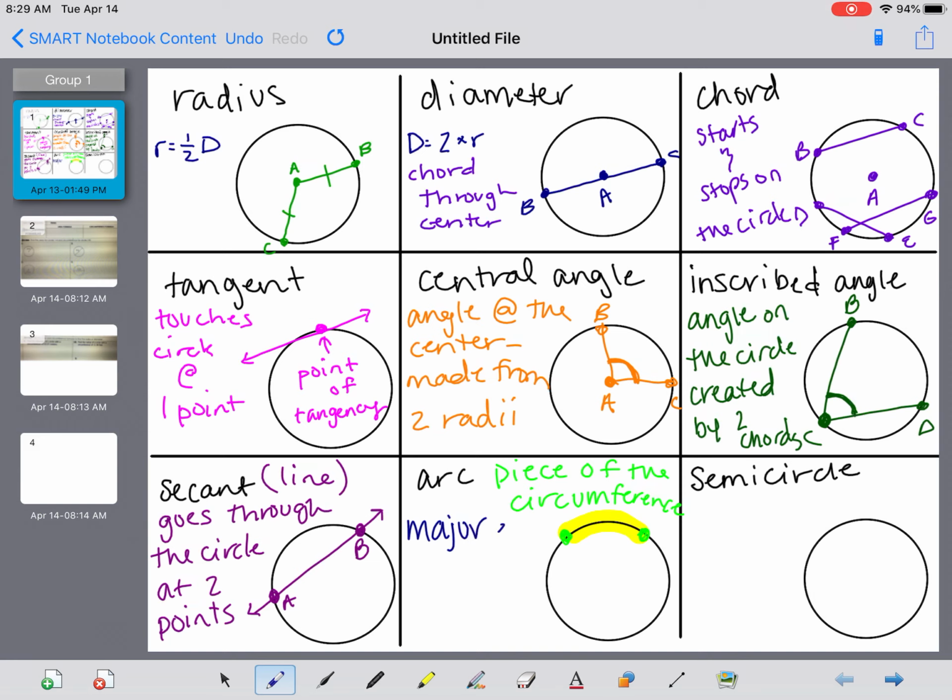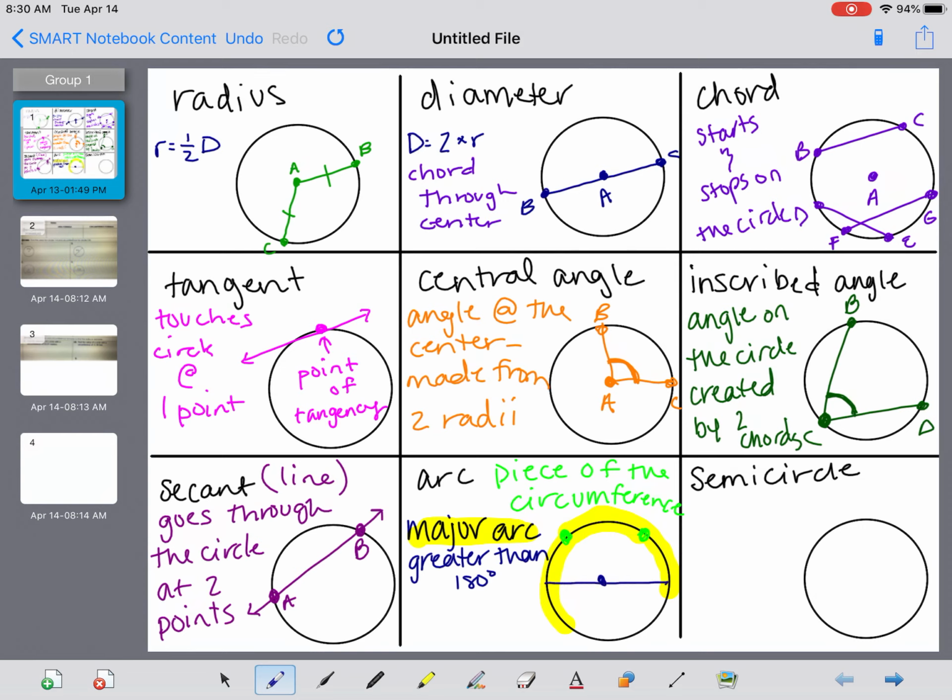Now, there's two types of arcs. There's major arcs and there's minor arcs. A major arc is any piece of the circle that's bigger than half the circle. So it's greater than 180 degrees. So we know that a circle is 360 degrees. A major arc is any arc that's greater than 180 degrees.